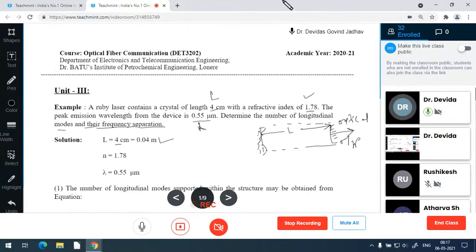4 centimeter is 0.04 meter. The N of this semiconductor material, that is the refractive index, is 1.78, which is given, and lambda is 0.55, which is given. So these are the three data given, and we have to find out the maximum number of modes possible, and what is the difference between two consecutive frequencies, that is the frequency separation, delta F.